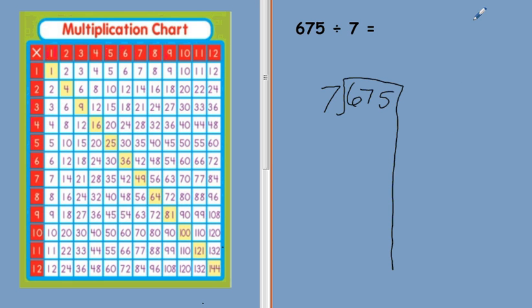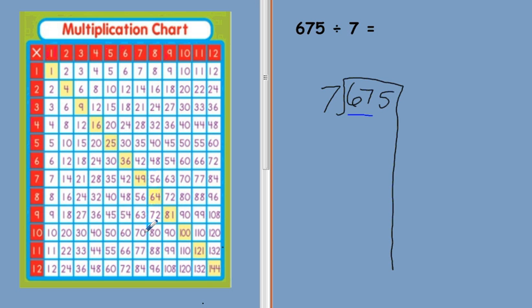Now, the first time, we were looking at 10 or 100 and using those to start with. But now we're just going to look at finding the closest multiple of 7 that would fit. And so we're going to look again at these first two digits here, 67. Now I'm going to go to my multiples of 7. What multiple of 7 is closest to 67?